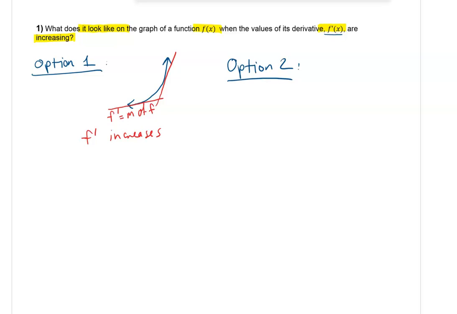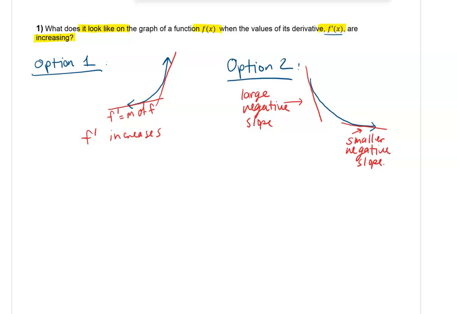The other way that f prime could increase is if f itself were decreasing, but its slopes were increasing. So that would look something like this. This is if my original function is decreasing, but the slopes are increasing. Another way the slopes could increase is if they started off as a really steep negative slope and then got flatter, like a less steep negative slope. So this would be going from a large negative slope to a smaller negative slope.